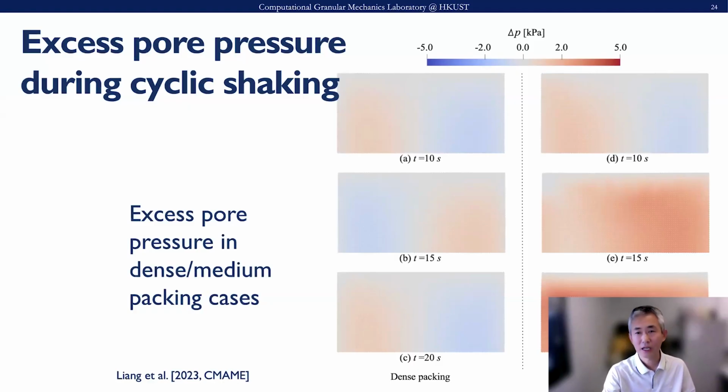And this is a comparison: for a dense case on the left, you have an alternating change of excess pore pressure, but no buildup. But for a medium dense case, during the cyclic loading process there will be an apparent buildup of excess pore pressure. This buildup of excess pore pressure will reduce the effective stress of the soil body, and then will cause collapse or permanent deformation of the soil.